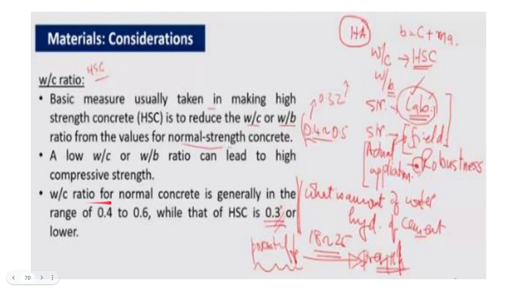Water cement ratio for normal concrete is generally between 0.4 to 0.6. That is the range for the normal concrete water cement ratio, while for HSC, high strength concrete, it has to be lesser than 0.3. So for HSC the water cement ratio is 0.3 or lesser, which is at least 0.1 less than the water cement ratio used for normal concrete.